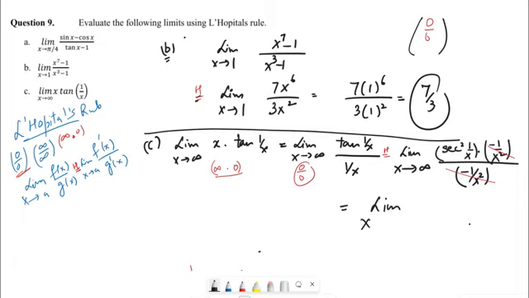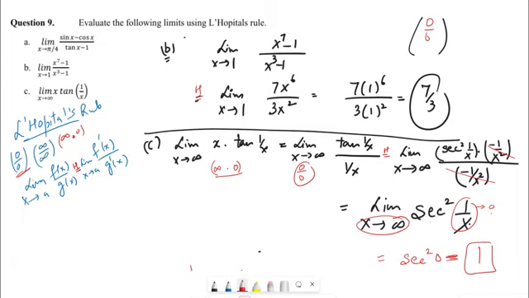So what do we have? Limit as x approaches infinity of secant square 1 by x. When x approaches infinity, 1 by x approaches 0. Secant square of 0 will be 1, because cosine 0 is 1, so secant 0 is 1. The answer to the limit will be 1.